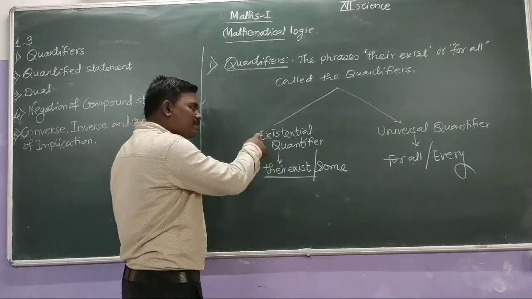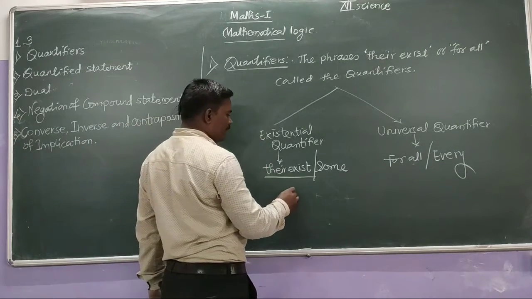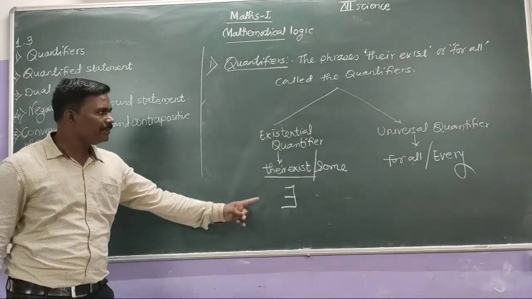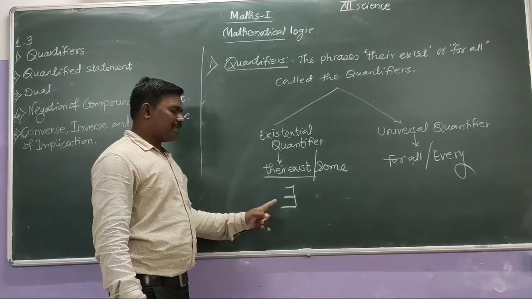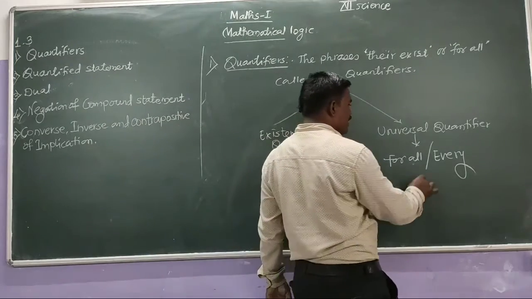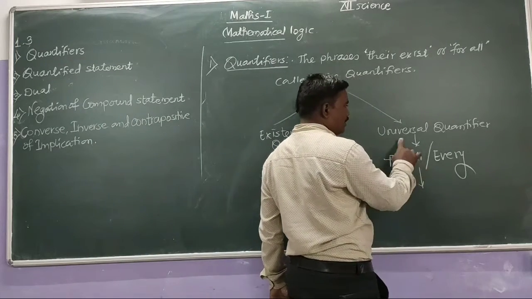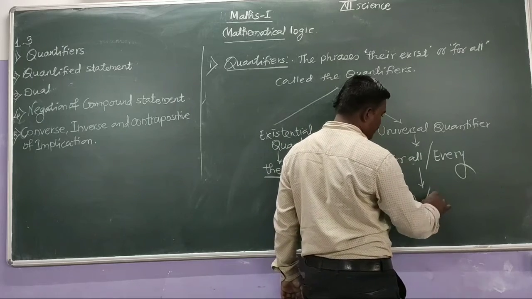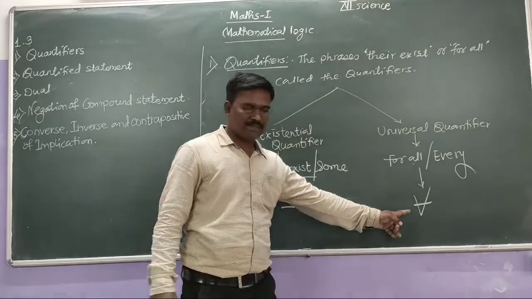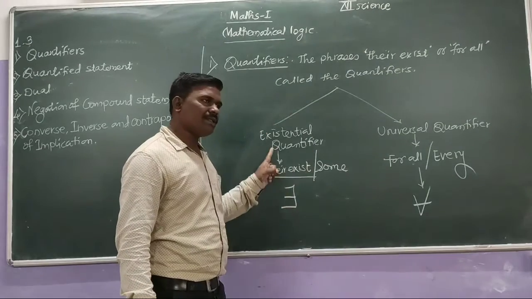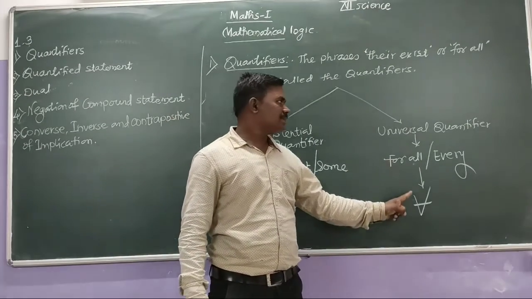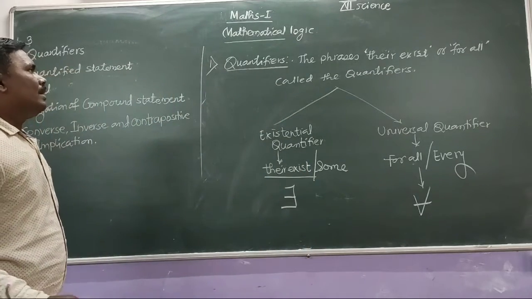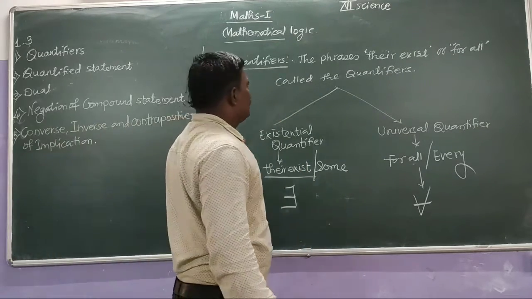The existential quantifier is denoted by the symbol "there exists", like this. And in the universal quantifier we use the symbol "for all", like this. This symbol is the existential and this is the universal quantifier.